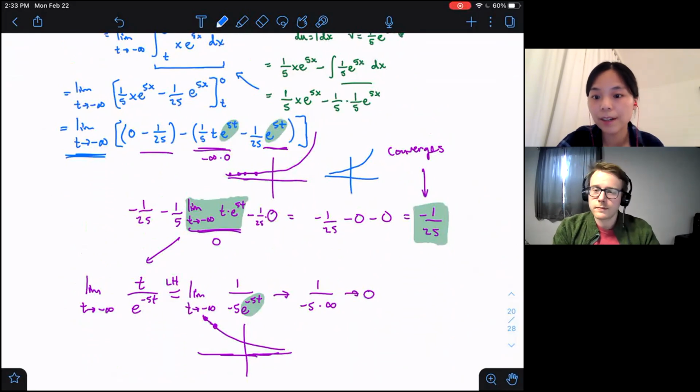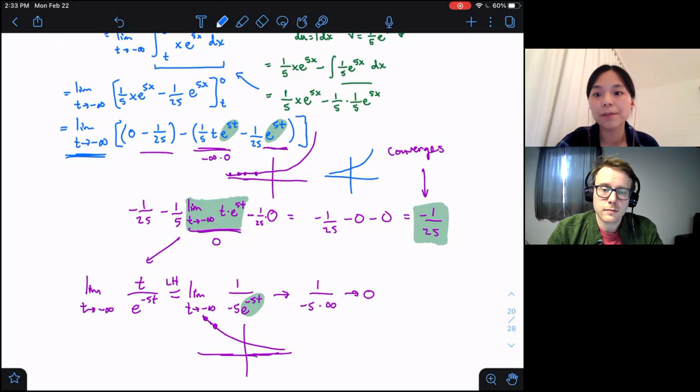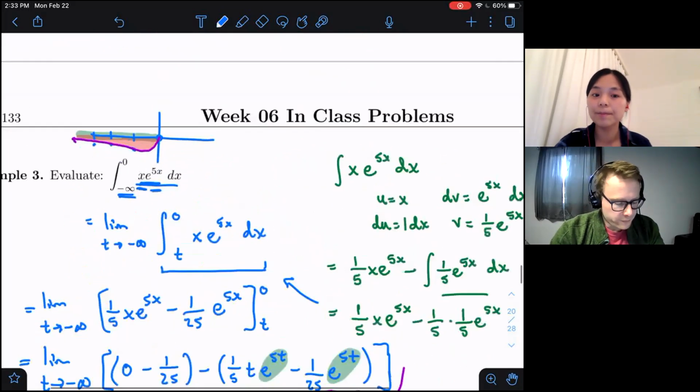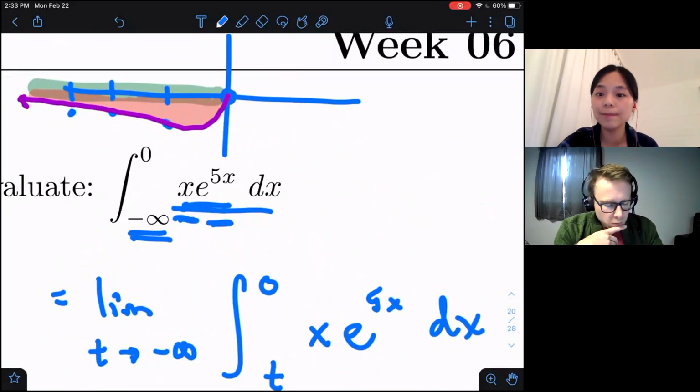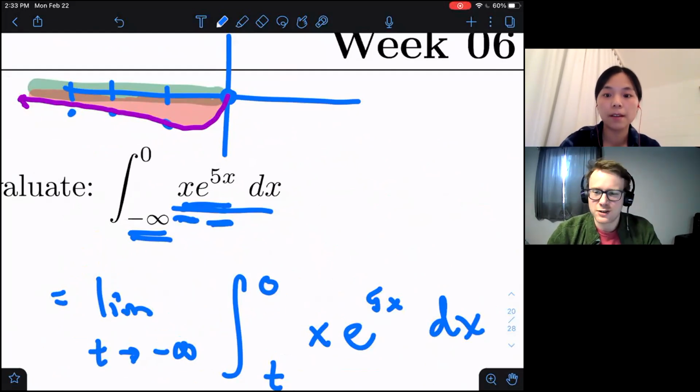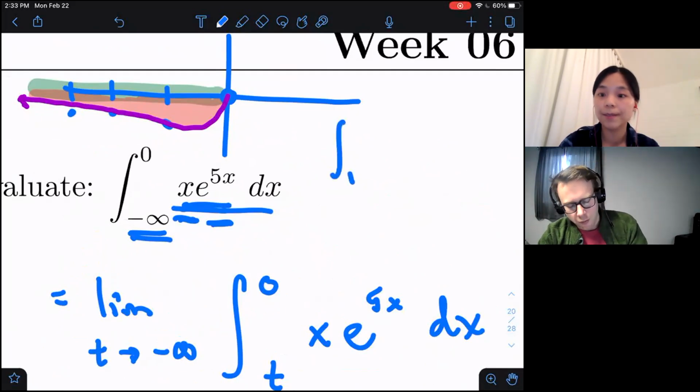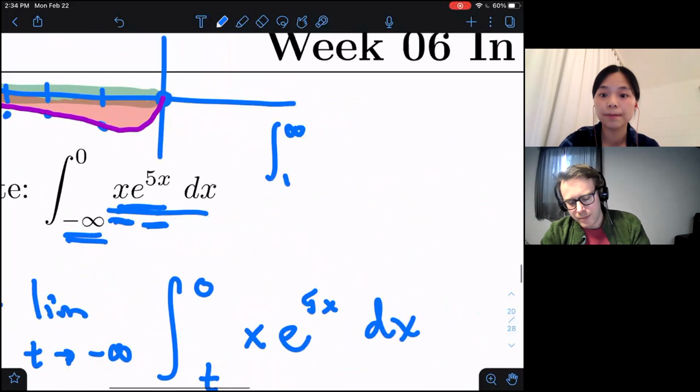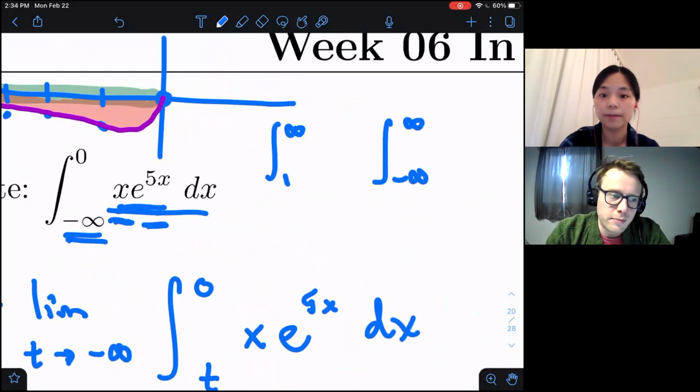There's one asking, what if the bound was positive infinity? If the bound was positive infinity, this would end up diverging. And I'll leave that as an exercise for you at home. You can do this from 1 to infinity, or if you'd like a bigger challenge, you could do the -infinity to infinity. But these will end up diverging in these cases.